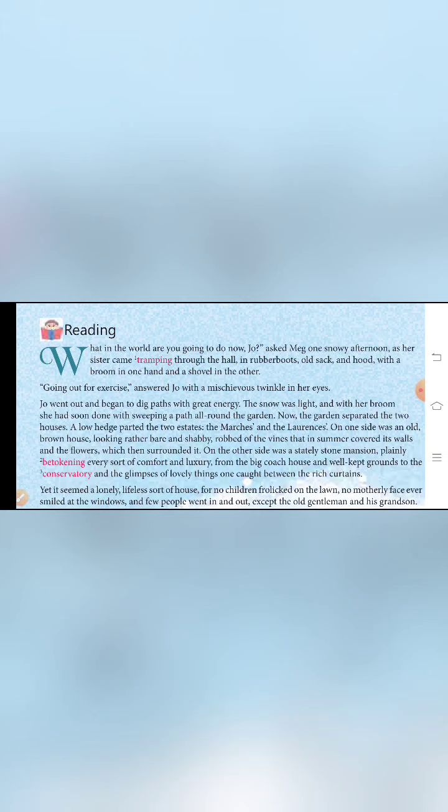What is the meaning of the word tramping? Tramping means walking with heavy steps, right? Through the hall in rubber boots, old sack. What is the meaning of this old sack? Sack is a bag type of thing. We used to put things in it, like wheat, rice. So that is called a sack. It's a bag. And hood. Hood is a cap or scarf she is using here, with a broom in one hand and a shovel in the other. Right? So shovel is the instrument.